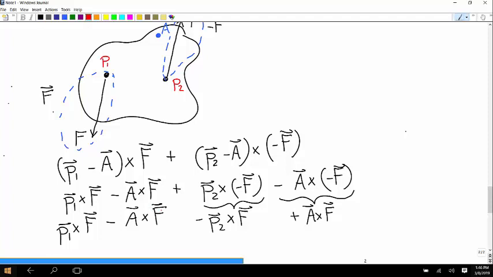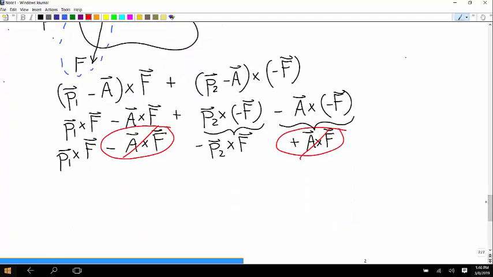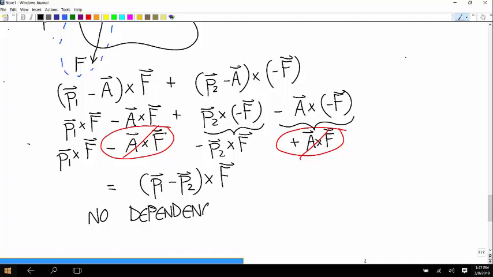You see what you get is a minus A cross F and a plus A cross F. And so those two cancel. And that's the only place that A appears in that moment. And so that tells you that it doesn't matter where you put A. And so you can rearrange this and it comes out to the quantity P1 minus P2 crossed with F. No dependence on the about point. No dependence on the location of A.